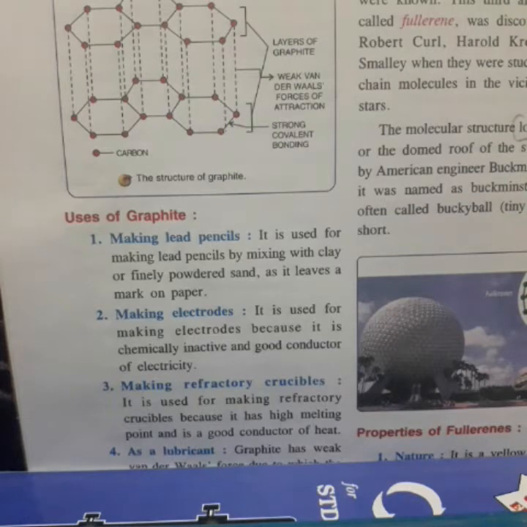This point try to remember. In diamond, each carbon is bonded to 4 other carbon atoms, but in graphite each carbon is bonded to only 3 other carbon atoms in that layer. And different layers of graphite are held together by rather weak forces of attraction.